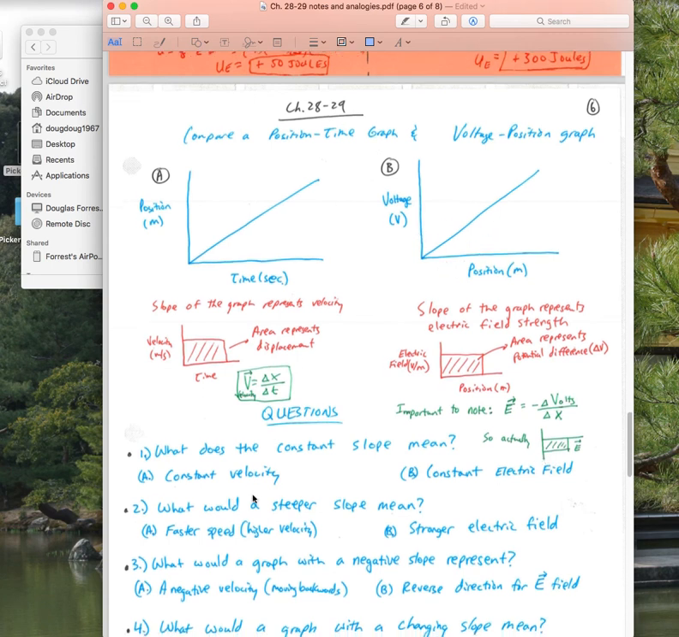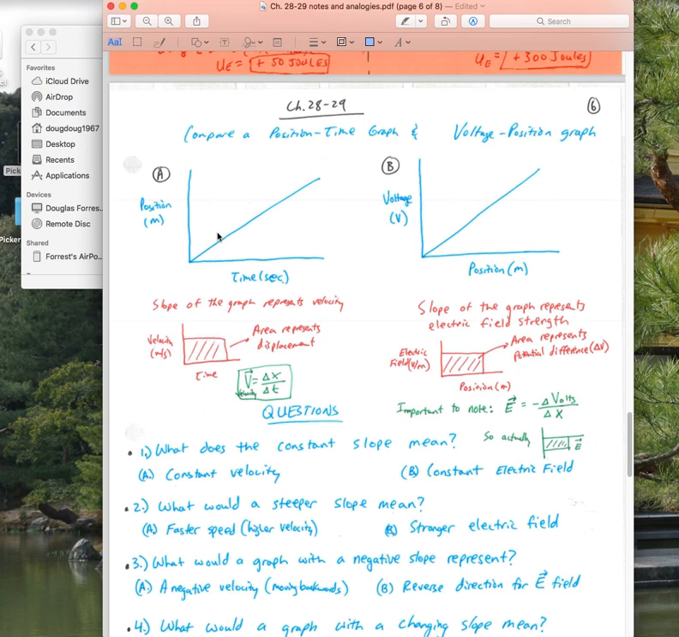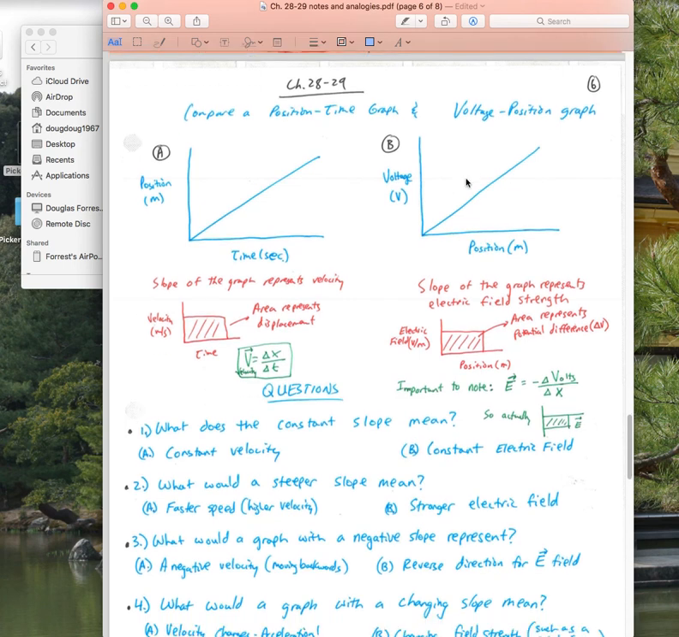Okay, so what does a constant slope mean for this graph? It means a constant velocity. What does a constant slope mean for this graph? A constant electric field. Steeper slope would be a higher velocity or a faster speed. Steeper slope here, stronger electric field. So what would a graph with a negative slope mean? Here it means it's a negative velocity. Here it means that you have an electric field pointing in the opposite direction of what you would if you had a positive slope.